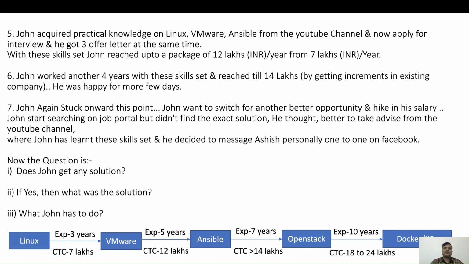Now John is again stuck at this point. John wants to switch to another better opportunity and hike his salary. So John is again searching on job portals but did not find the exact solution. He thought it better to take advice from the YouTube channel where he learned these skills and decided to message Ashish personally, one-to-one on Facebook. Now the question is, does John get any solution? If yes, then what was the solution and what does John have to do? I think you guys would have got the answer to these questions.